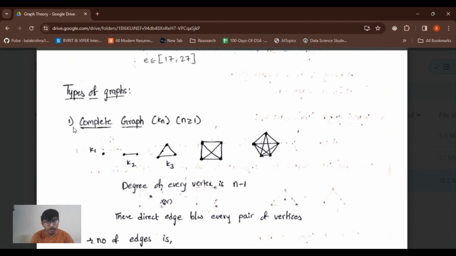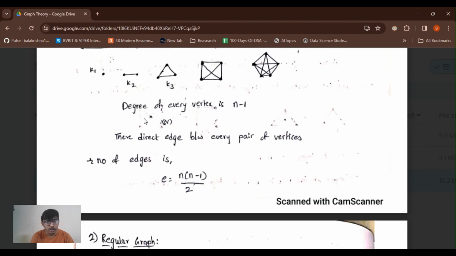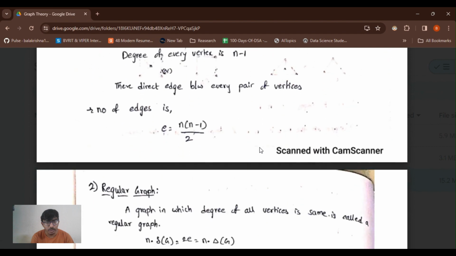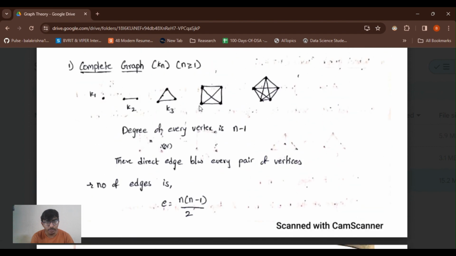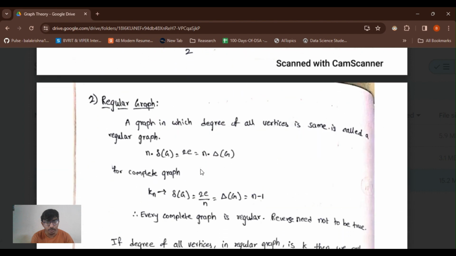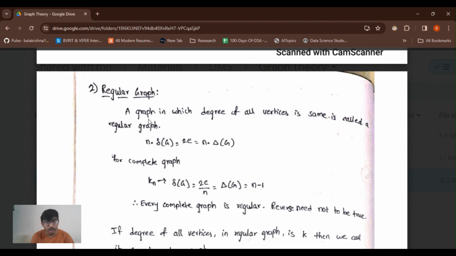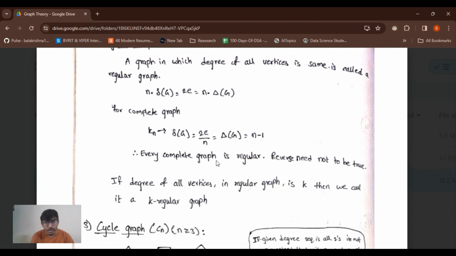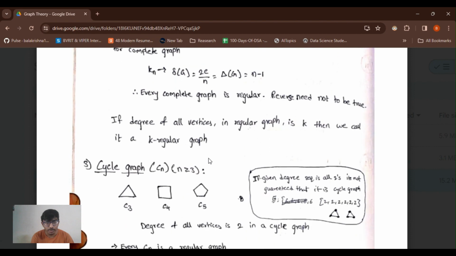So next one is type of graph, complete graph. Degree of every vertex is n minus 1. So there is a direct edge between every pair of vertices. The number of edges in a complete graph is (n square minus n) by 2. Regular graph, a graph in which the degree of all vertices is the same is called a regular graph. Every complete graph is regular, but not vice versa. If the degree of all vertices is k, then we call it a k-regular graph.